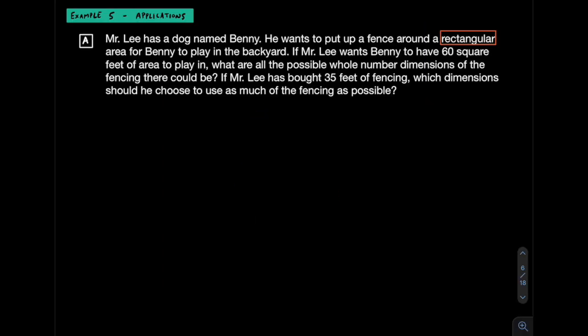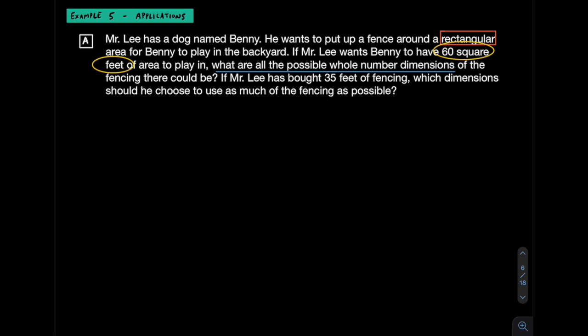First, it's important to note that we have a rectangular area for a dog to play in. Next, while we're not given the dimensions of the rectangular play area, we are given the area of it, which is 60 square feet. The question then goes on to ask how many whole number dimensions we can have for this rectangular play area. No fractions and no decimals.